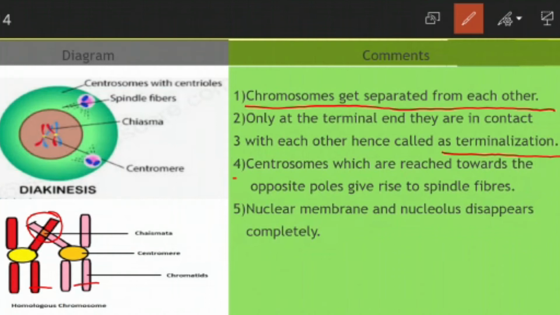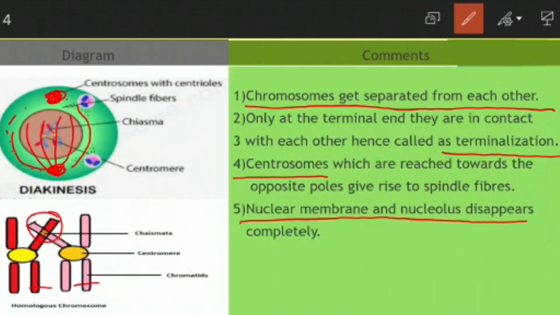Coming to the centrosome. Now the centrosome reaches the opposite pole, and what is its aim? What are they going to do from here? They give rise to spindle fibers. Now when the spindle fibers are forming, the nuclear membrane and nucleolus may disturb the spindle formation. So in order to avoid this disturbance, the nuclear membrane and nucleolus automatically start disappearing, so that the spindle formation can take place properly.